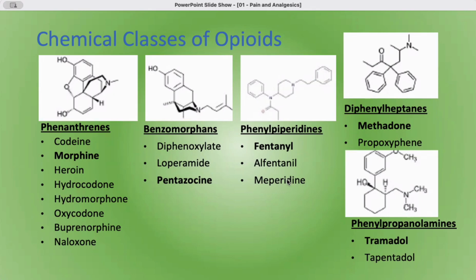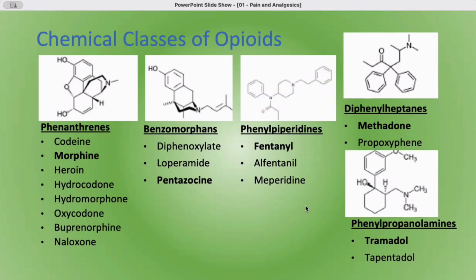And then meperidine, which should not be used as an analgesic, we use it for surgical rigors or chills in patients who are post-op. So that's a phenylpiperidine. Diphenylheptanes, again, we're going further away from the recognizable structures. Methadone is the prototype. Methadone, of course, is a drug we talked about last semester for opioid use disorder, chronic methadone maintenance. And then finally, phenylpropylamines: tramadol and tapentadol.